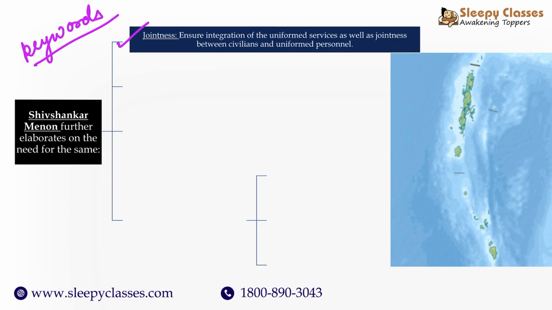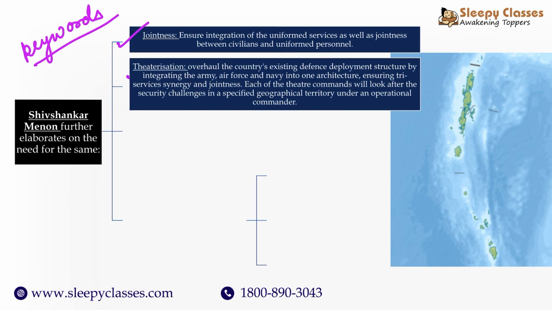So in jointness, this means that there is an integrated approach which is followed by all the services of the military, right? Plus not just all the three services of the military, but even between the uniformed personnel plus the civilians who are also contributing, right? So there can be bureaucrats, there can be politicians, there can be other people who are playing an advisory and other role in this manner. Then very importantly, he says theaterization.